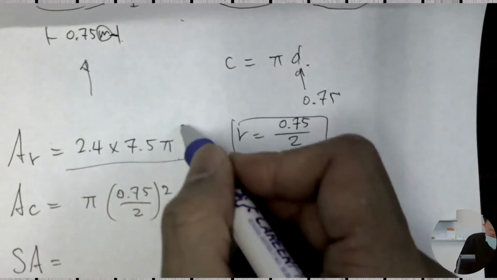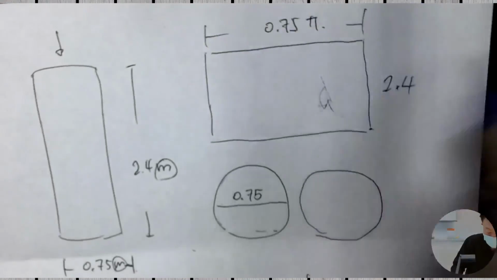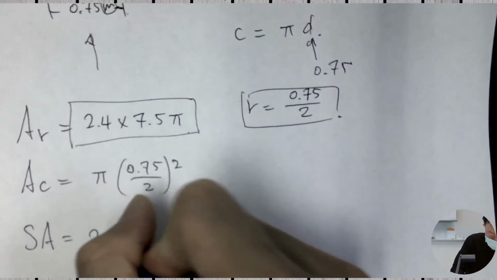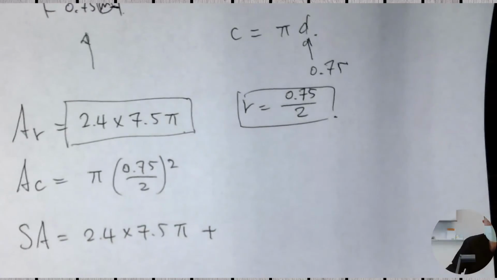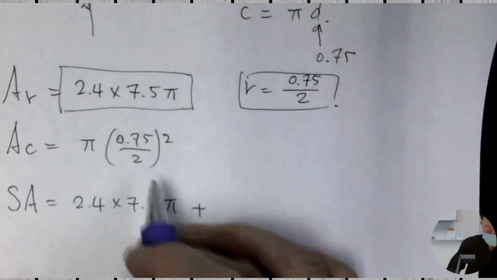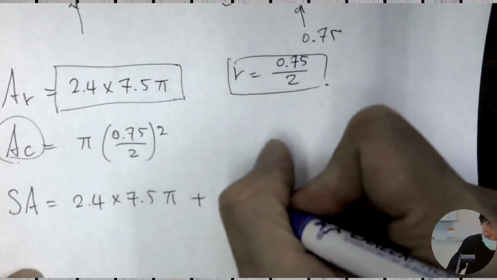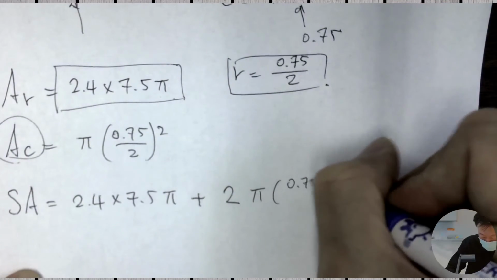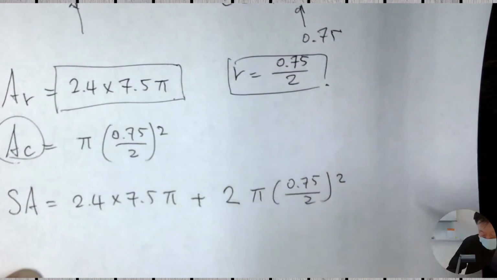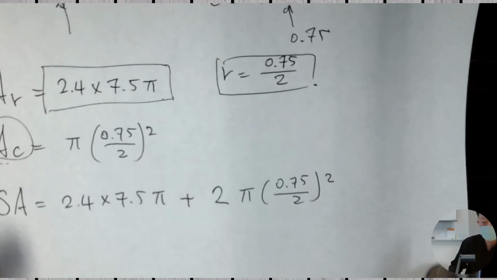1 times the surface area of the rectangle. I have 1 copy of that, so I'm just going to copy that. 2.4 times 7.5 pi plus, I have 2 of these circles, and therefore I need twice that. So twice of pi times 0.75 divided by 2 squared. That's my r squared. Okay?